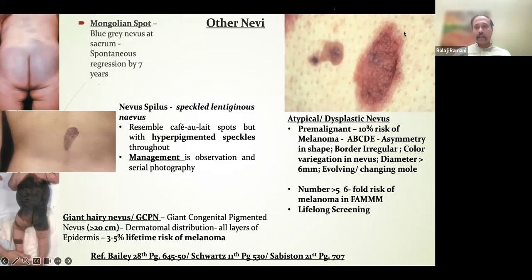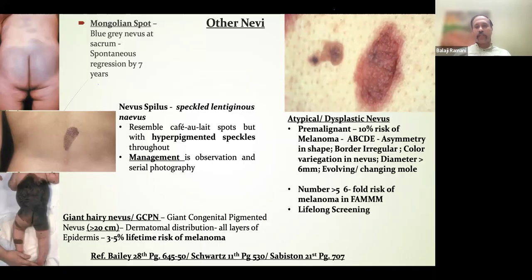Then border irregularity, you can see that the borders are irregular. Then color irregularity, you can see that this area is dark, this is slightly lighter, these are the lighter areas. So this kind of variation in one single mole, which is slightly larger, that is very characteristic. So asymmetry in shape, then border irregularity, then color variation, then you have the diameter.